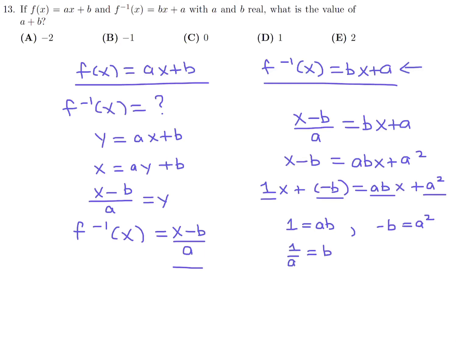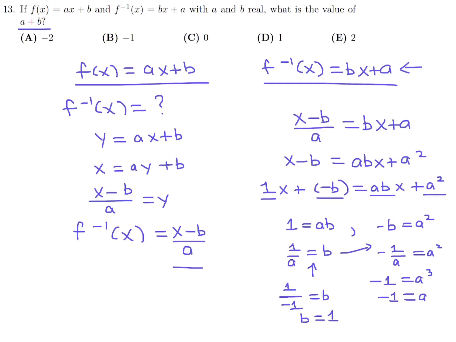And therefore, I can now put that into this guy right here. So we have minus b, well, b is 1 over a, is equal to a squared. Cross multiply, you get negative 1 is equal to a to the power of 3. And solving, a must be equal to negative 1. All right? Put that into here, and you'll get 1 over negative 1 is equal to b, and therefore b is equal to negative 1 also. And there you have it.